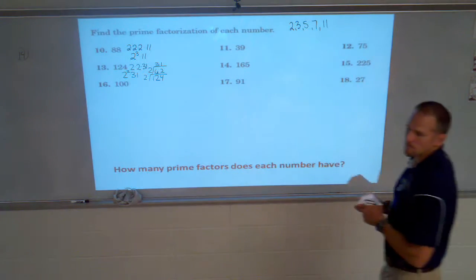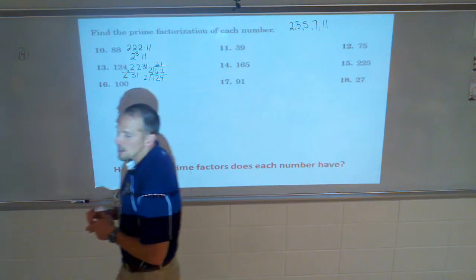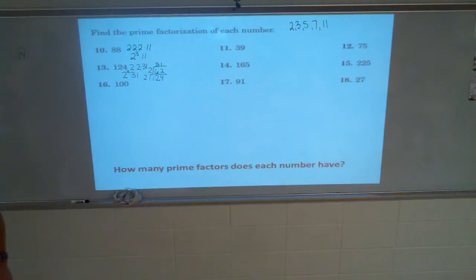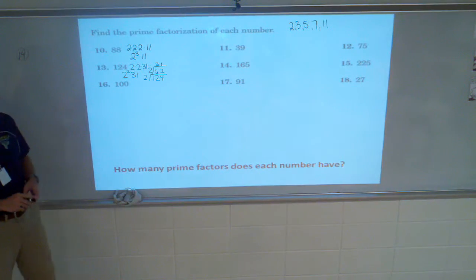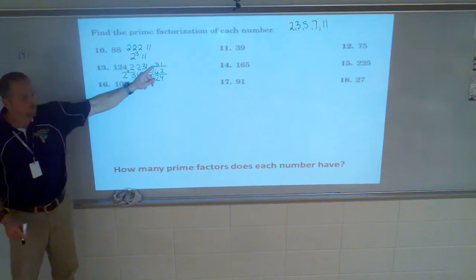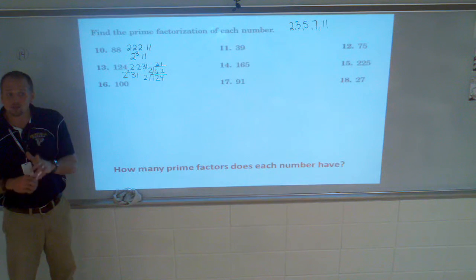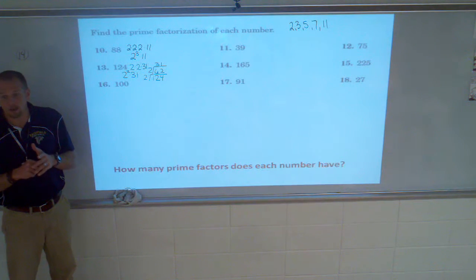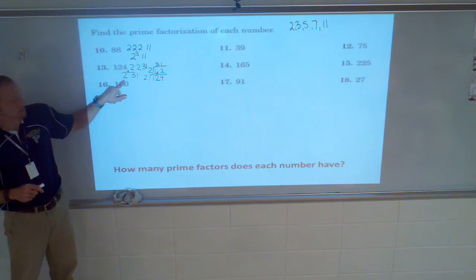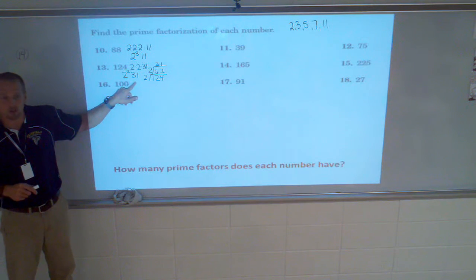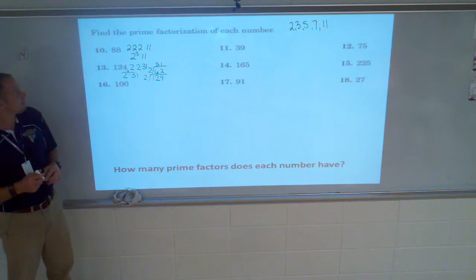Does it matter what order? Well, it does not matter. Lyndon asked a good question. He says, "Does it matter what order?" It does not matter what order you divide by, but it does matter what order you write them down. Your smallest number should be on the left, and your largest number should be on the right.